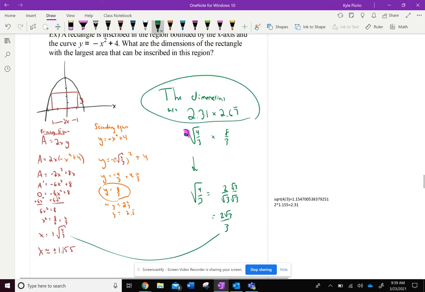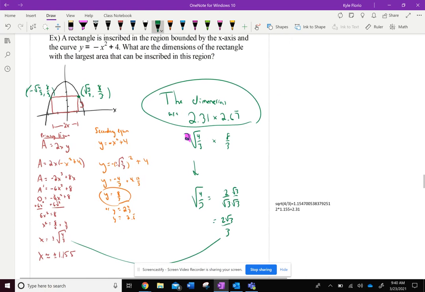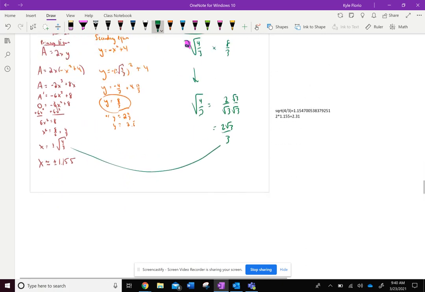Those are the dimensions. And you can even find what this x value is. We know x is root 4 over 3, comma 8/3. And this point here would be negative root 4 over 3, comma 8/3. So you can even find the exact points, but these are the dimensions to maximize the area. It doesn't actually ask us to find the area, but if you multiply those two numbers together, that would tell you what the area is.